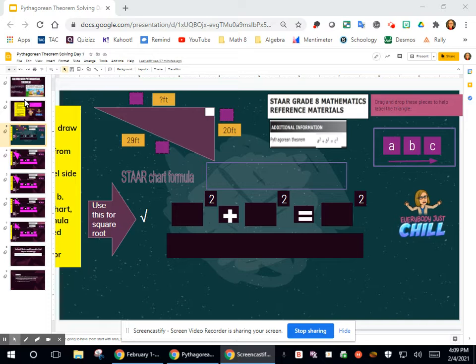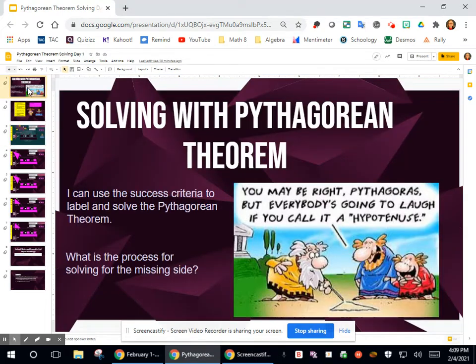So you guys will see why the heck we did area of squares. You'll see how that comes into play. If y'all didn't know, Pythagoras was a Greek mathematician. He's the one that came up with this theorem. And lovely cartoon, you may be right, Pythagoras, but everyone's going to laugh if you call it a hypotenuse. Kind of like hippopotamus. Hypotenuse.